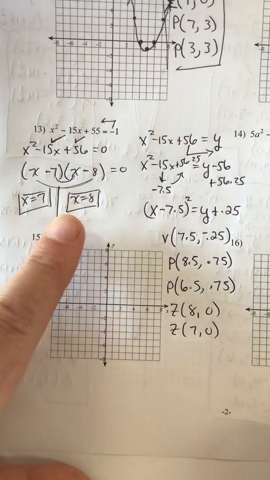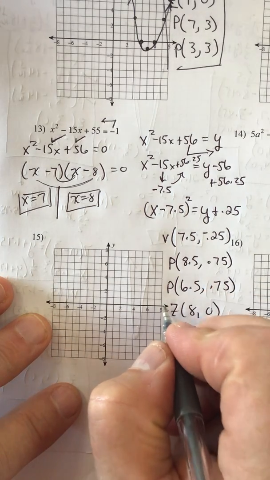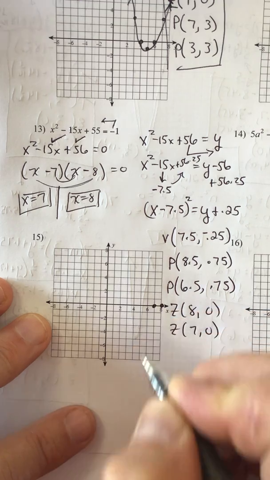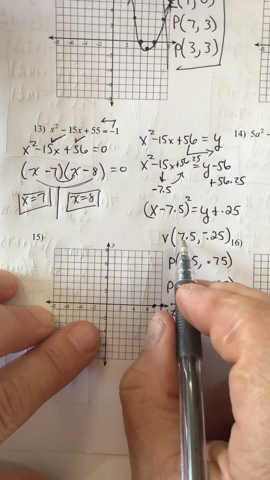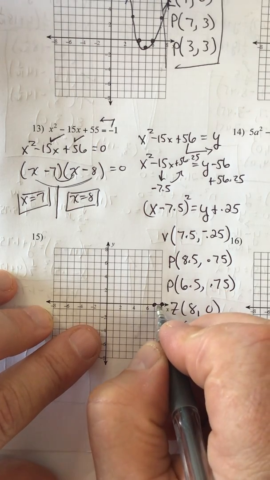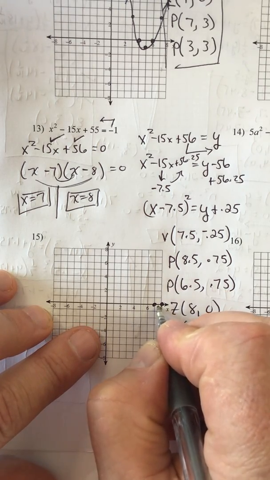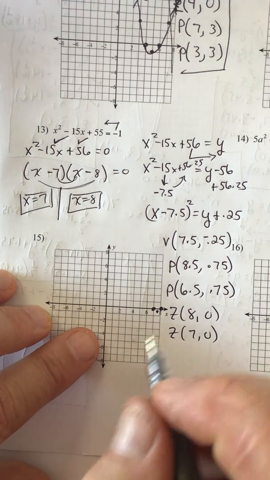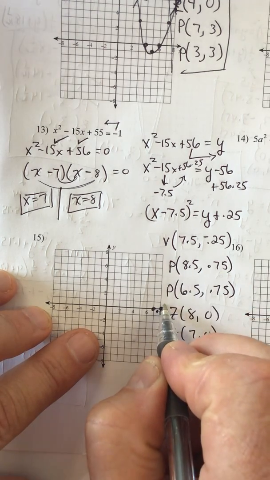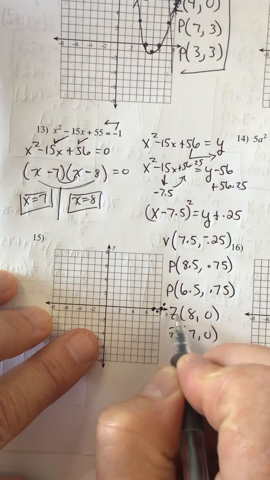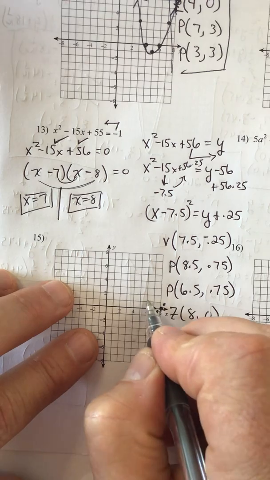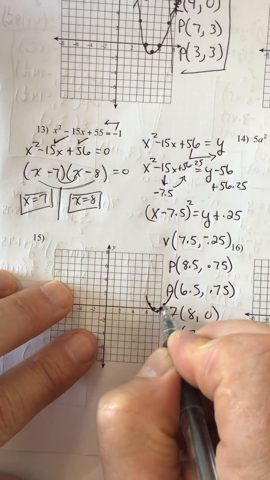So all that should make a parabola. Okay, 8 and 7, really close over here. There's the 8 and there's the 7. The vertex is at 7.5, down 0.25, so really tight in there. Then 8.5 up 3/4, and 6.5 up 3/4 right there. So it makes this little parabola right in there.